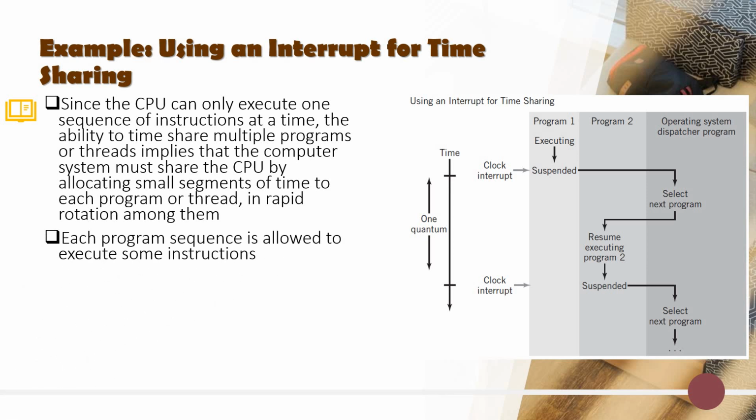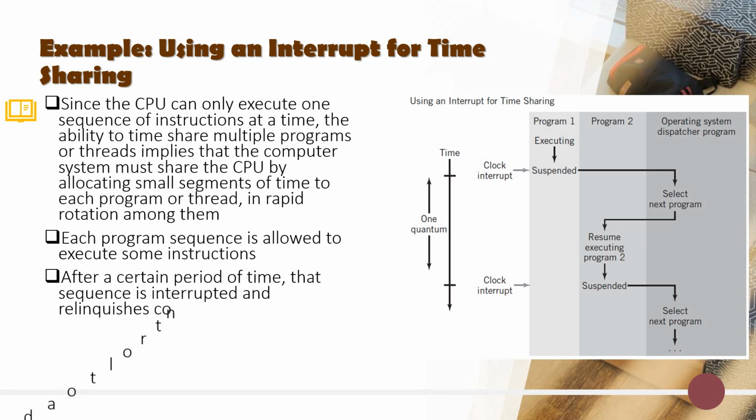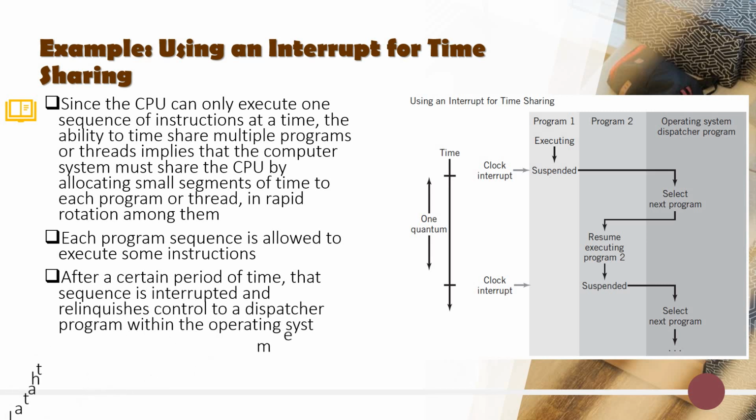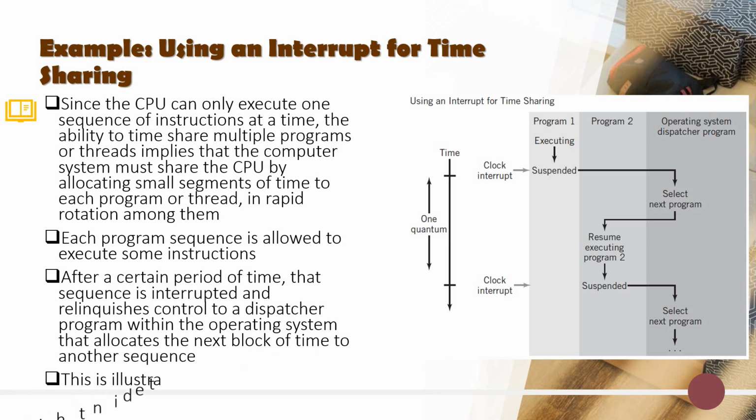Since the CPU can only execute one sequence of instructions at a time, the ability to time share multiple programs or threads implies that the computer system must share the CPU by allocating small segments of time to each program or thread, in rapid rotation among them. Each program sequence is allowed to execute some instructions. After a certain period of time, that sequence is interrupted and relinquishes control to a dispatcher program within the operating system that allocates the next block of time to another sequence. This is illustrated in this figure.